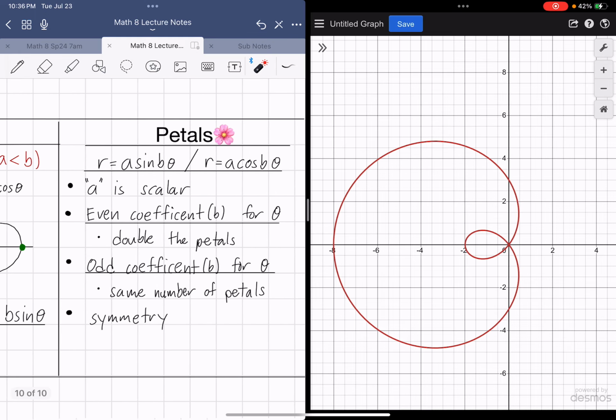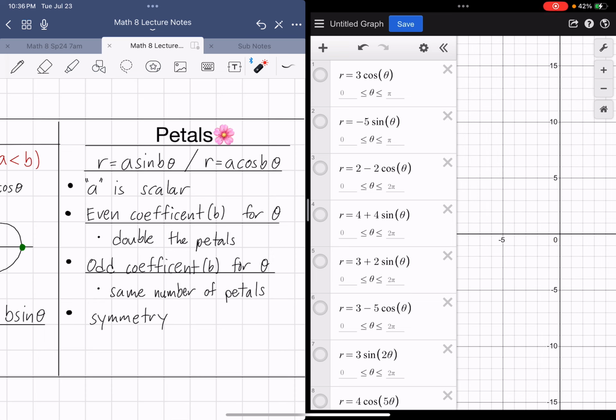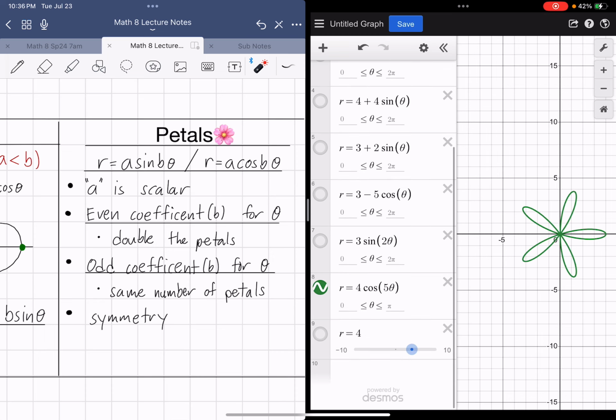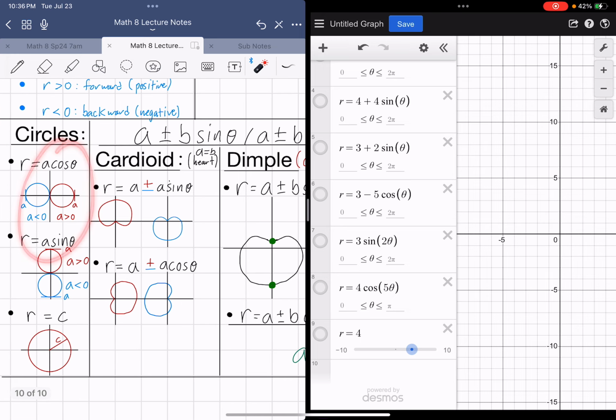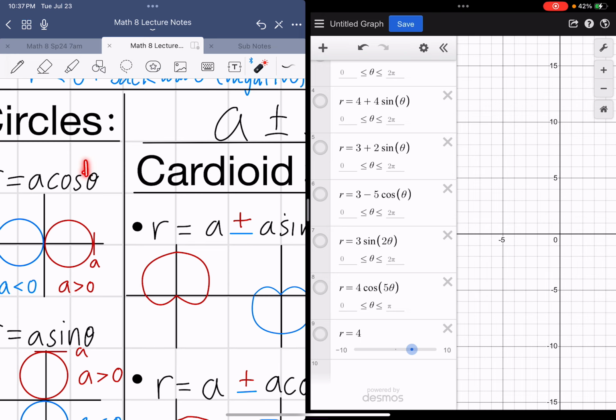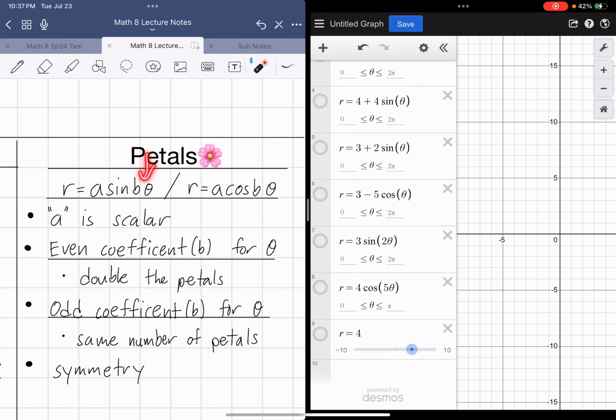And lastly, there is that example that I showed you at the beginning dealing with these petals. Now, these have a slightly different format. They actually almost look like circles. The only difference is they have a coefficient in the argument. Both of them do.